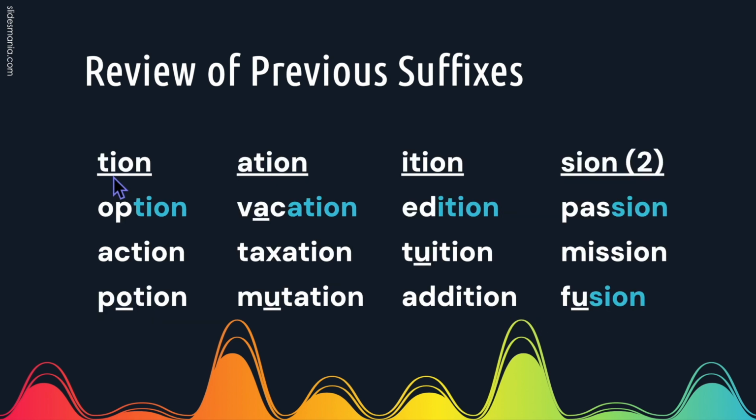This suffix is pronounced shun. So here we have option, action, and potion. This suffix is pronounced ation, like in vacation, taxation, mutation. This one is ishin, like addition, tuition, and addition. This suffix has two different pronunciations. The first one is shun, like in passion and mission, and sometimes it's pronounced jun, like in fusion.